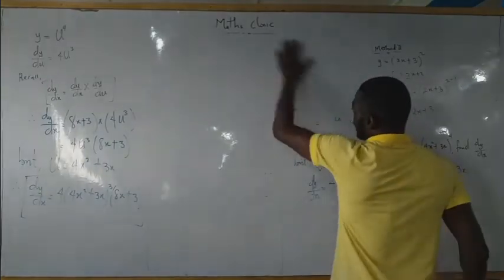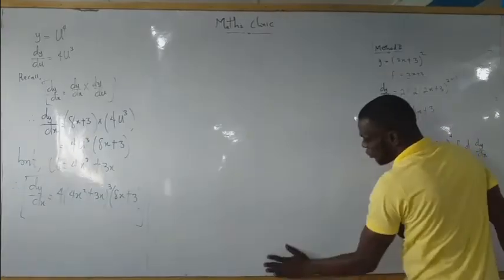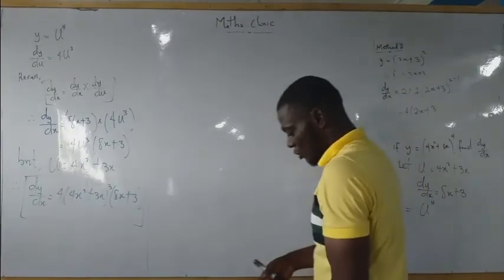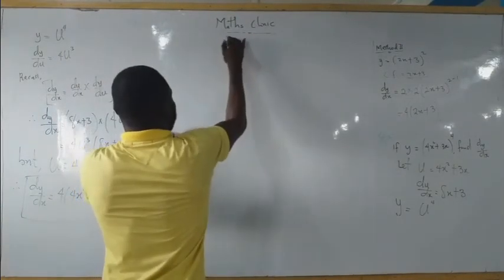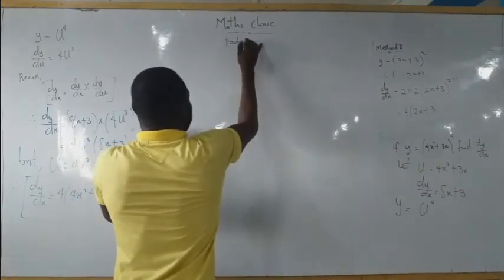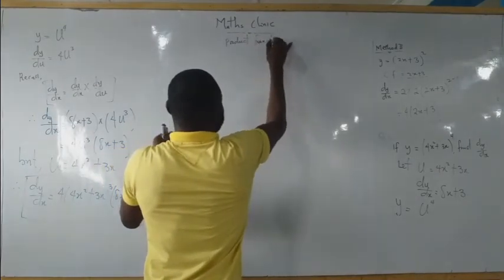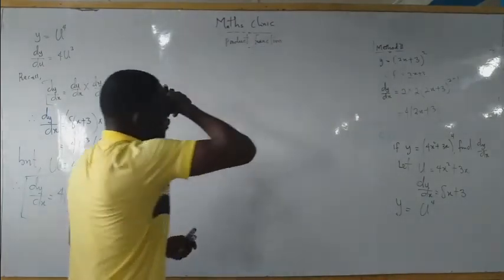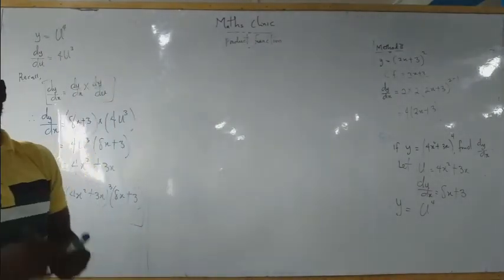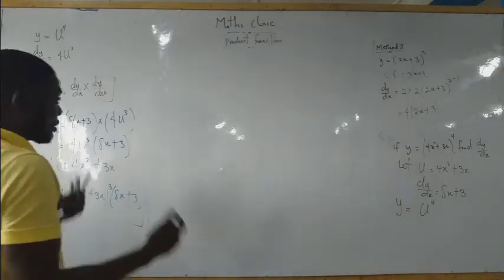Product function or product rule. When you say product, it means multiplication, that is times, multiplication.